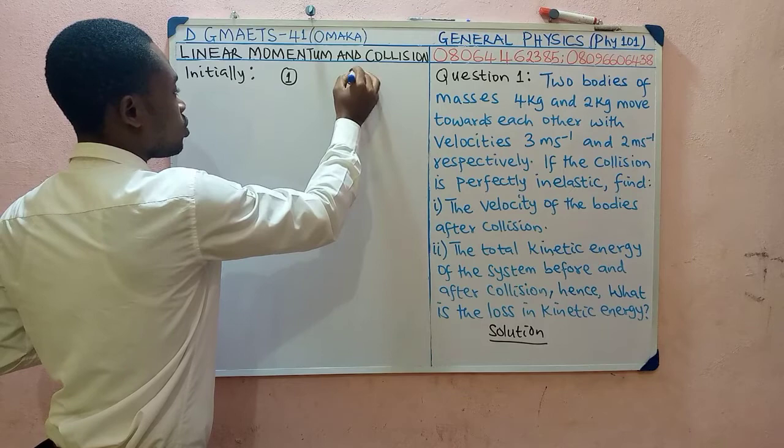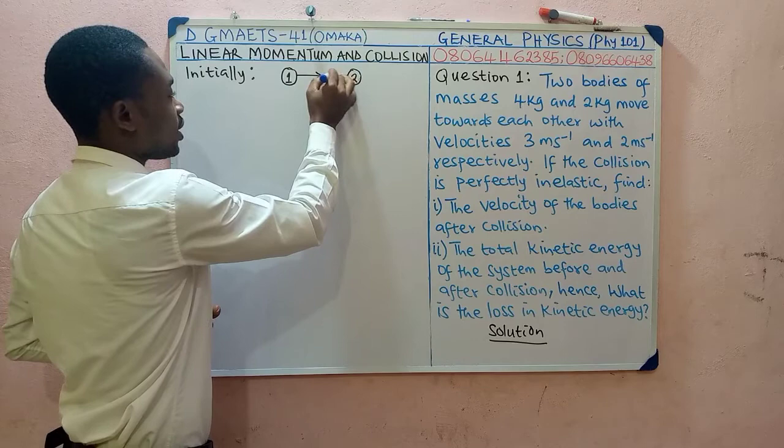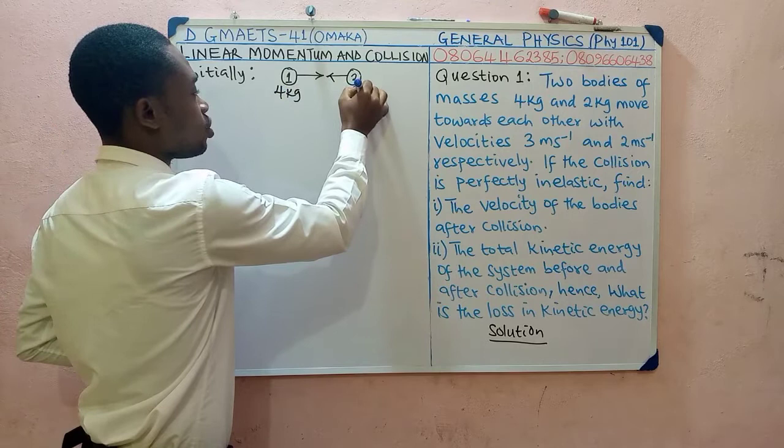Body 2. Is that okay? Alright, now the masses of these bodies were given to us. We know that they are moving towards each other. So this is something like this. The first mass, we're going to take it as 4 kilogram, and then this 2 kilogram.